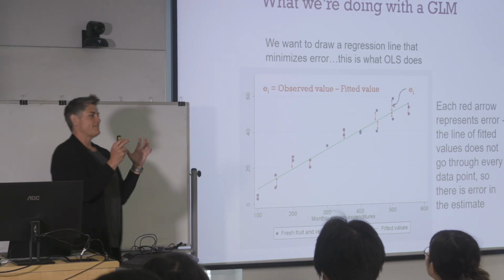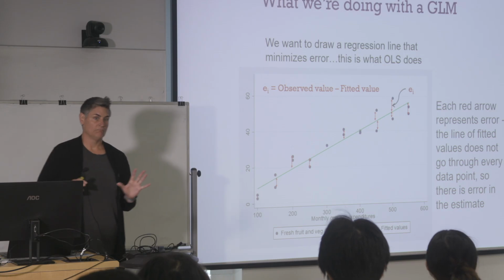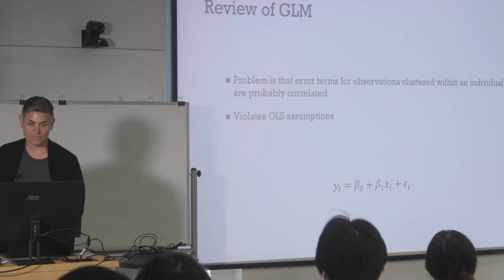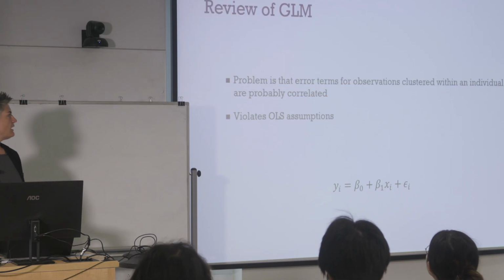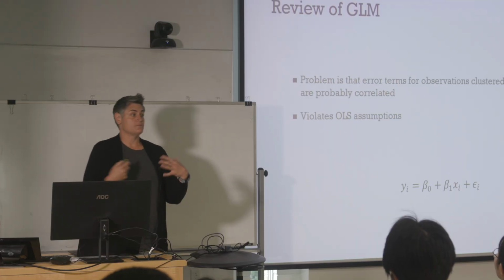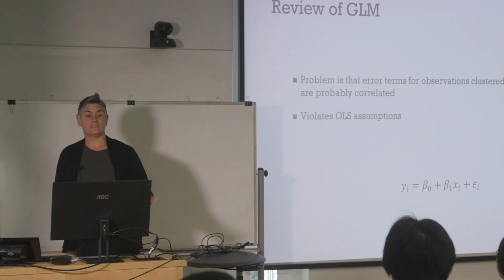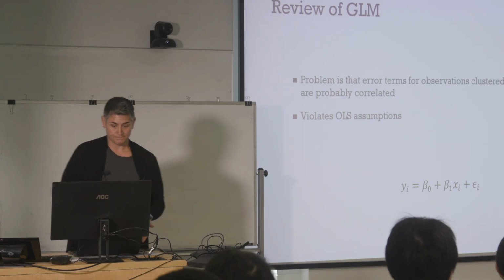How we treat that error is the only thing that's different about multi-level modeling, right? The problem that leads to the need for multi-level modeling when you have clustering is that those error terms for observations that are clustered within, for example, an ego, are probably going to be correlated, right? Because my alters are going to be more similar to each other than they are to your alters. And so this violates OLS assumptions.